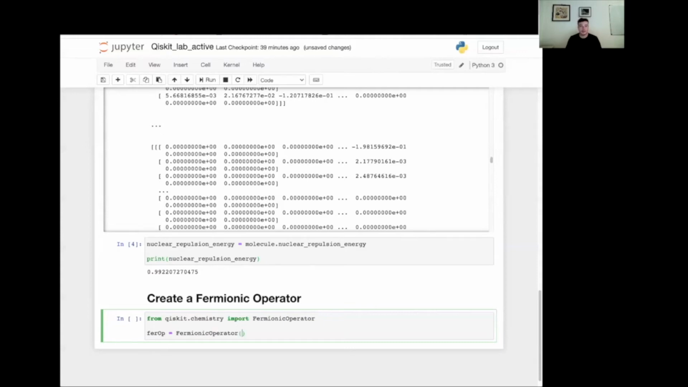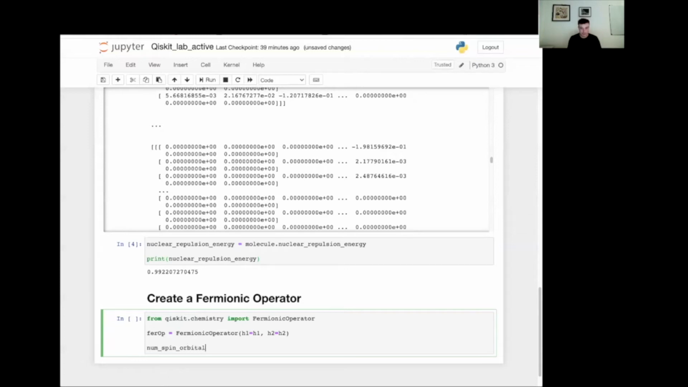A fermionic operator object is created by feeding it the 1 and 2 body tensors that contain the 1 and 2 body integrals that specify our molecule. So in this case, H1 and H2. And also, let me define some variables that are going to be useful later.